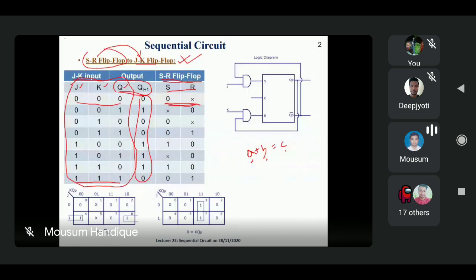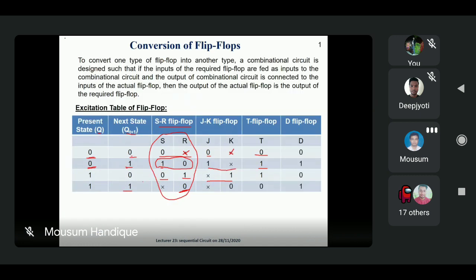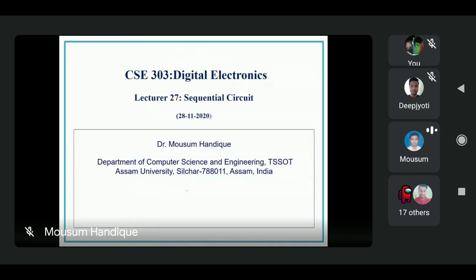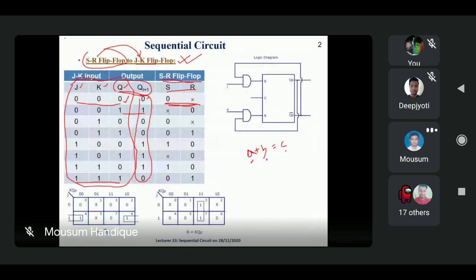Same thing we are writing: when present state is 0 and next state is 0, S value is 0 and don't care. Similarly, when 1, 1, what happens? From the excitation table, S value is don't care and R value is 0. See here, when it is 1, 1, S value is don't care and R value is 0. So here I am writing S value is don't care and R value is 0.